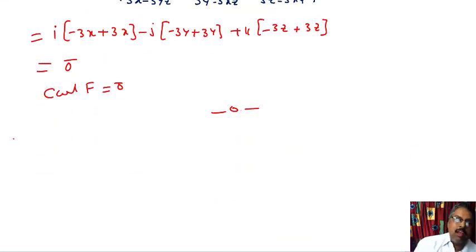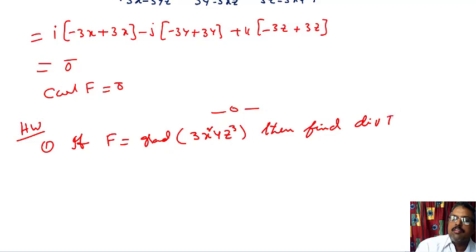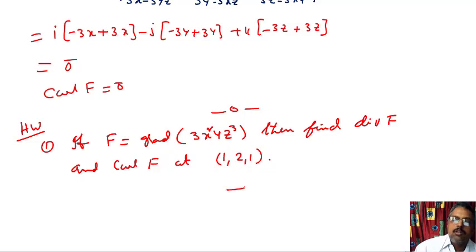So in the similar way I will give one homework question. Similar question, if F equals gradient of 3x square y z cube, then find divergence of F and curl F at the point (1, 2, 1). This is homework for you.